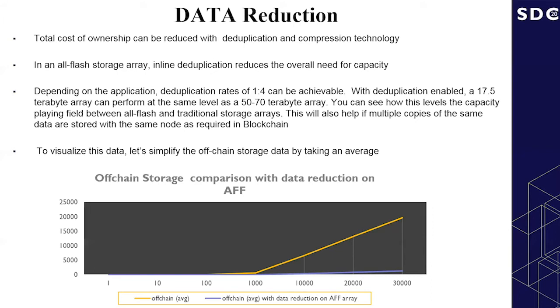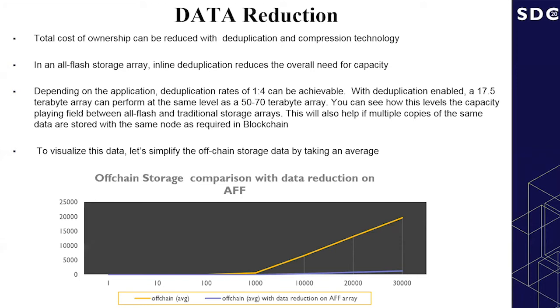With deduplication enabled, 15-16 TB of storage space can perform at the same level as a 50 to 70 terabyte data array. You can see how this levels the capacity playing field between all-flash and traditional storage arrays.